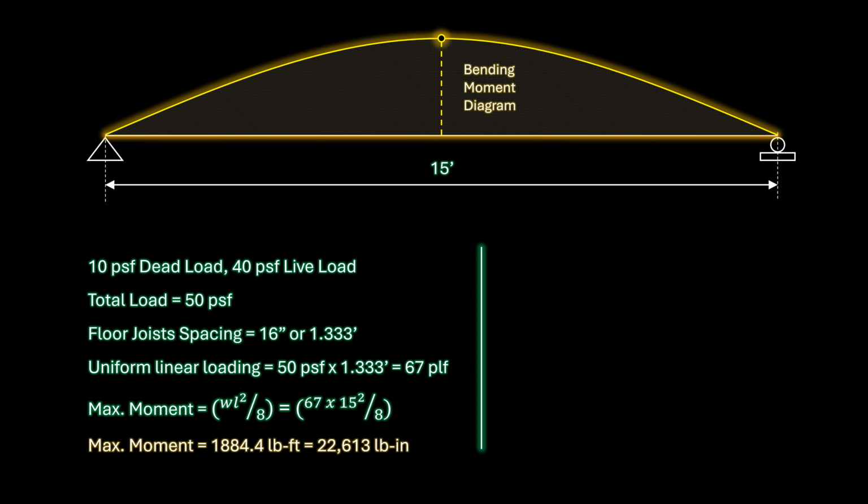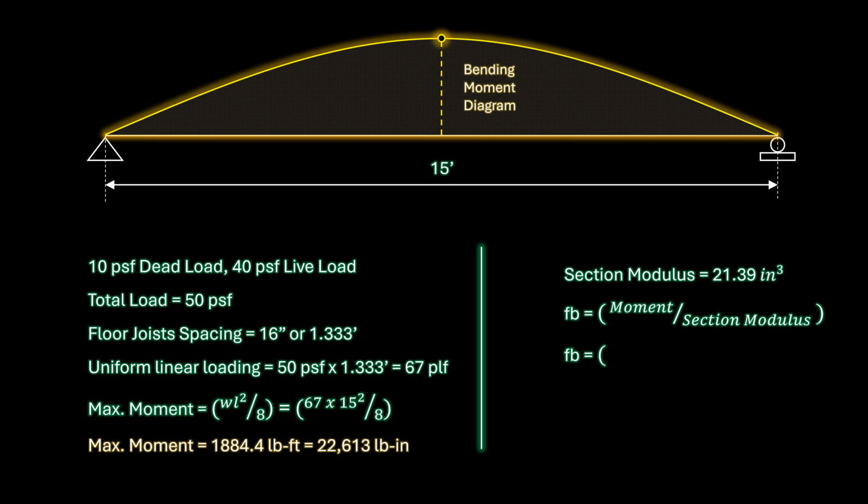We already determined that the section modulus is 21.39 cubic inches. The maximum bending stress is the quotient of the maximum moment and the section modulus. Therefore, the maximum bending stress is 22,613 pound-inches divided by 21.39 cubic inches. The maximum bending stress is 1,058 pounds per square inch. Therefore, the bending capacity of the joist needs to exceed this bending stress for the joist to be adequate in bending.